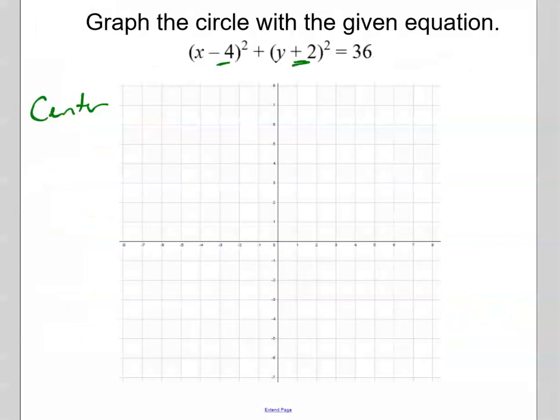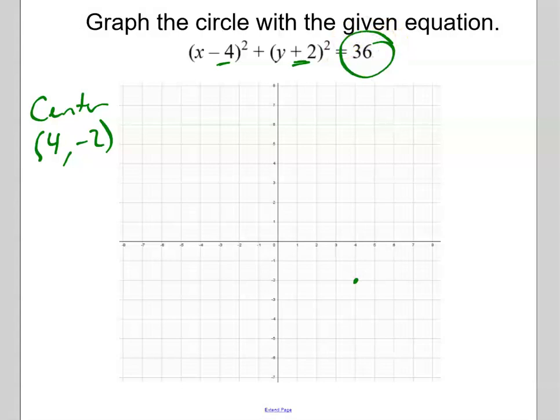Looking at our example here, the center has to be the opposite sign of this, so it's going to be a +4 and a -2. So I'm going to go +4, -2. And then we need to look here for our radius.